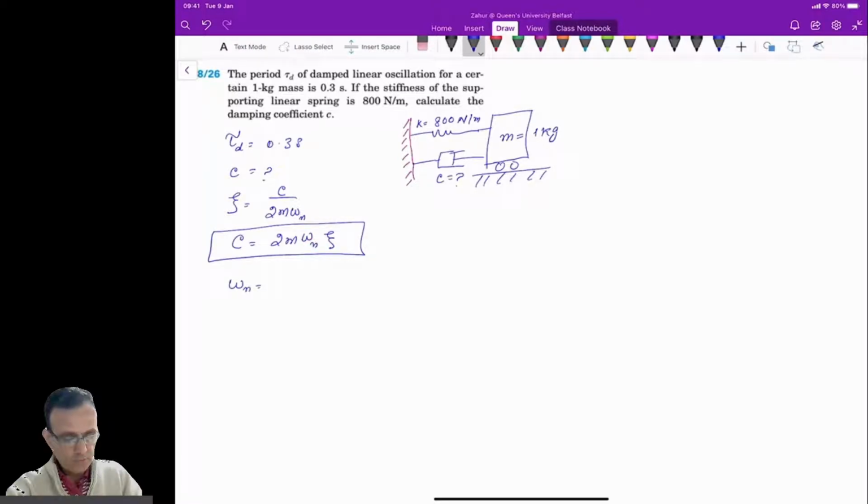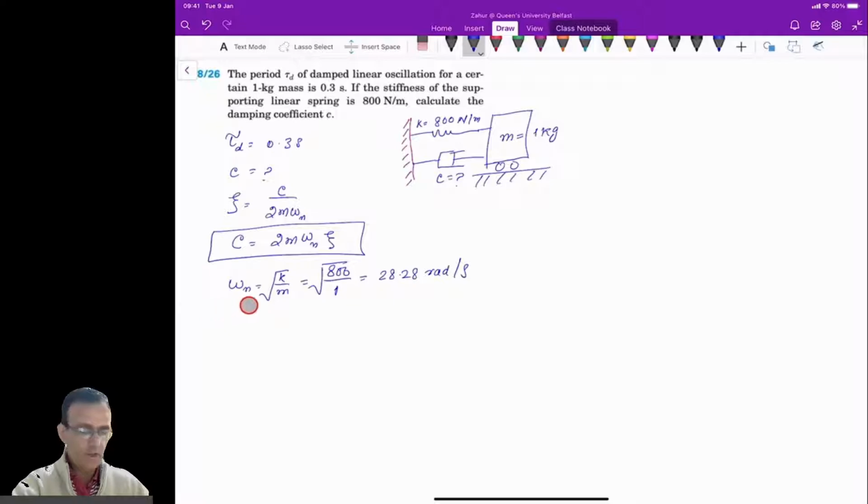So omega n is just equal to the square root of k divided by m. K in this case is 800 and m is 1. So omega n is 28.28 radian per second. Now the next thing that we need to know is zeta. To calculate zeta, we will use this time period tau d.